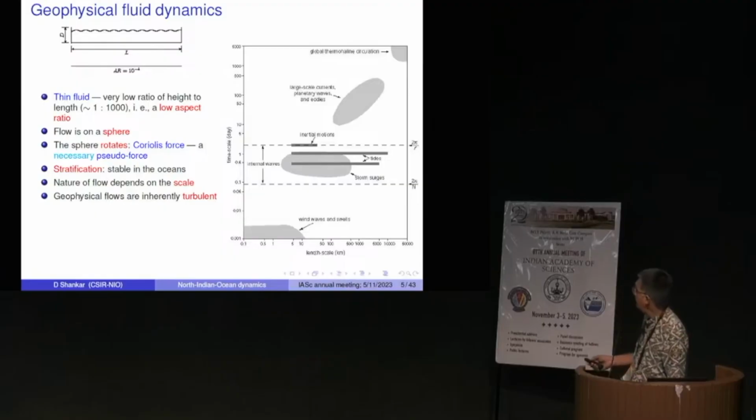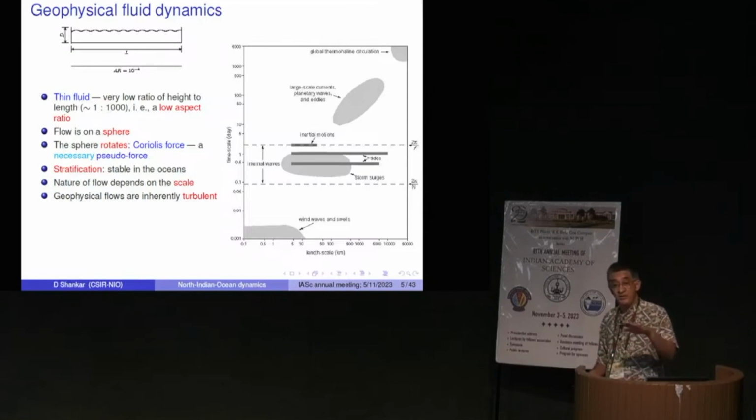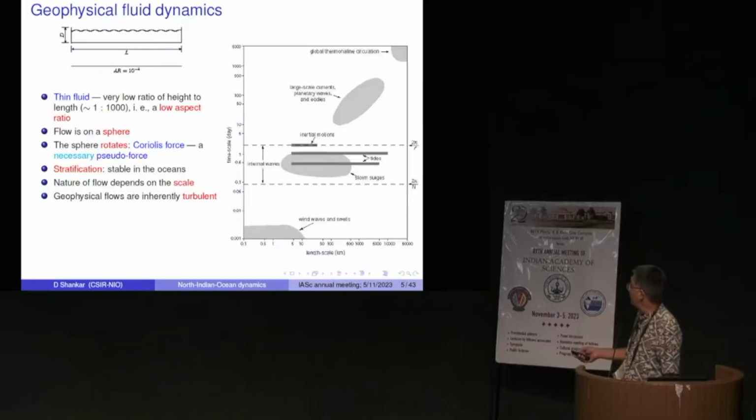So it's a very different kind of flow that we are looking at compared to what we see in an IC engine or the flow over an airplane wing. It's a thin fluid, it's a flow on a sphere, and the sphere rotates. We are sitting on that sphere. We are making all our measurements with respect to this non-inertial frame of reference, and we want all our answers with respect to that. I want, for example, the wind relative to the rotating Earth. So I don't have a choice. The Coriolis force is a necessary pseudo force. I have to account for it.